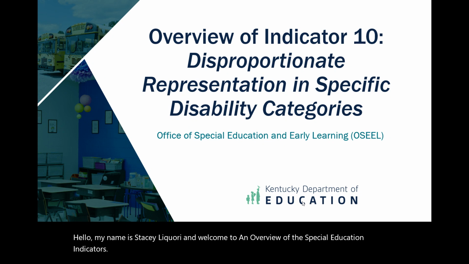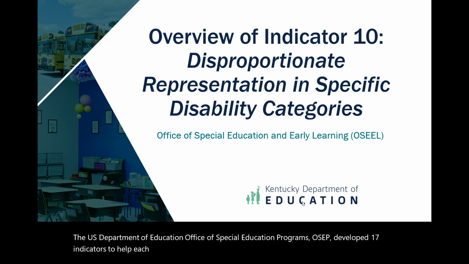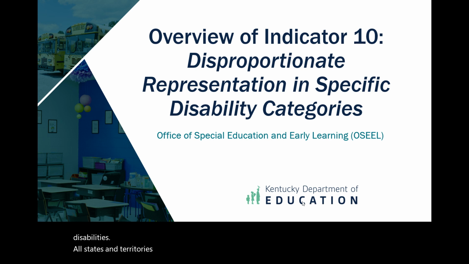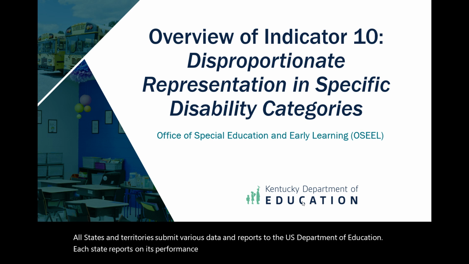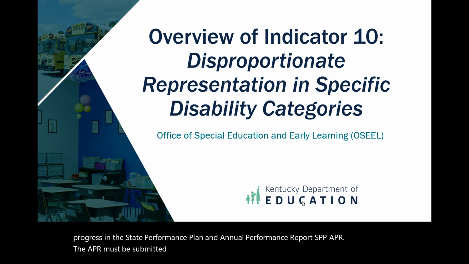The U.S. Department of Education Office of Special Education Programs, OSEP, developed 17 indicators to help each state measure and report on its efforts to educate students with disabilities. All states and territories submit various data and reports to the U.S. Department of Education. Each state reports on its performance on each of the indicators as well as its plan to make progress in the State Performance Plan and Annual Performance Report, SPP APR. The APR must be submitted annually.